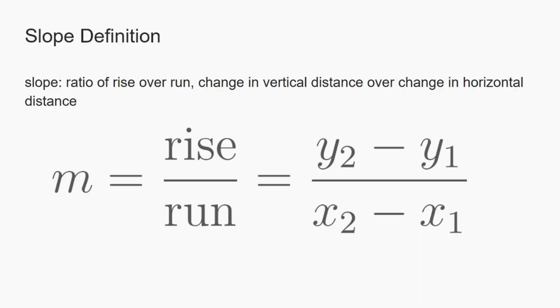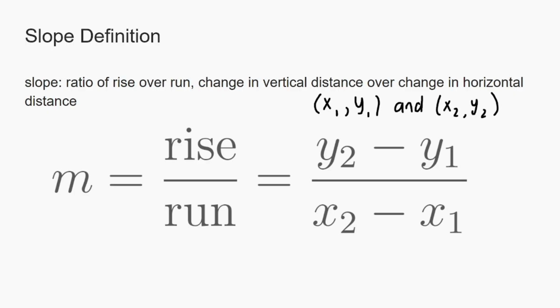It's also defined as the ratio of rise over run, or the change in vertical distance over the change in horizontal distance. Most of the time, slope is defined as the letter m. It's also defined as the change in y over the change in x. So for this equation, y2 minus y1 over x2 minus x1, that's how you find the slope between these 2 points, x1, comma, y1, and x2, comma, y2.